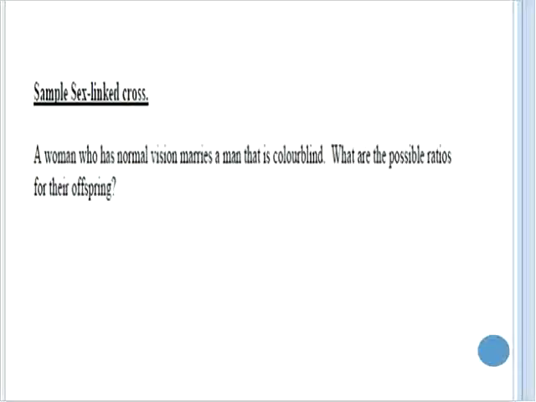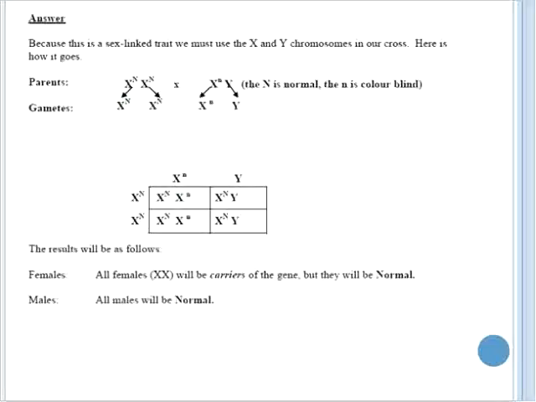Let's take a look at this cross. A woman who has normal vision marries a man that is colorblind. What are the possible ratios from their offspring? As this is a sex-linked trait, we have to use X and Y chromosomes across. Now, making the assumption that the female is homozygous for normal vision, we write the female as X big N, X big N. The male will be X little n, Y.